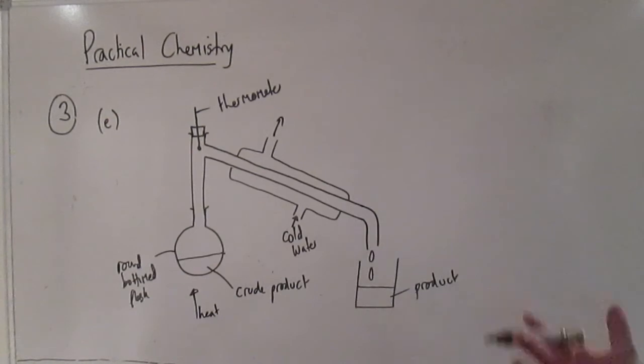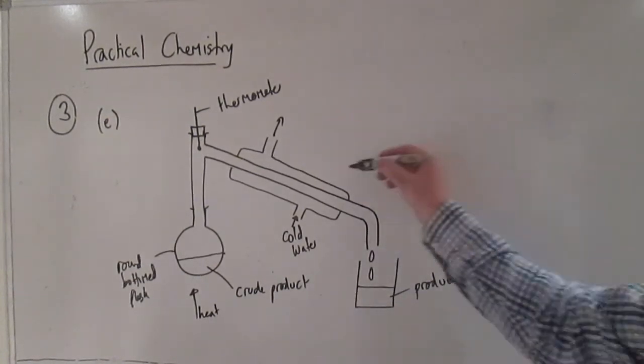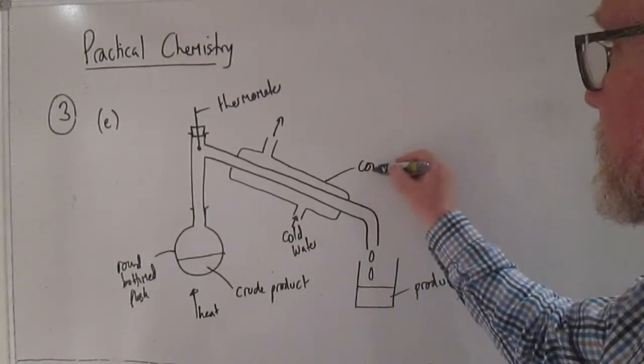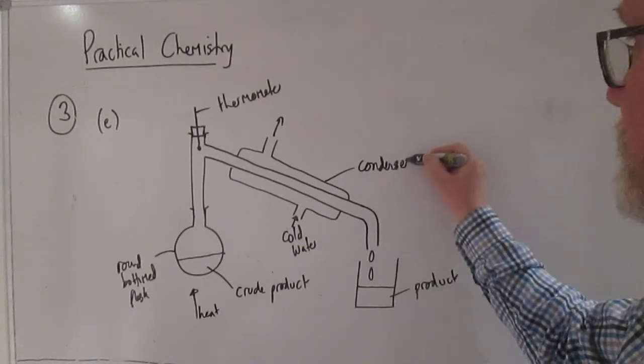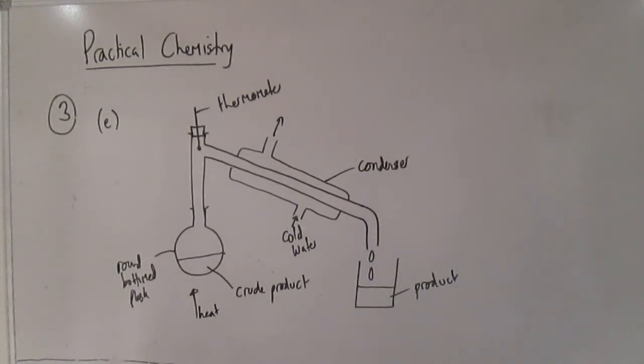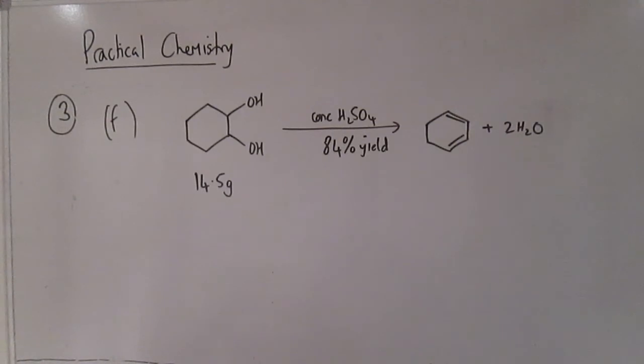Okay, and that's fine for a distillation diagram. This needs labelling as condenser, but you don't need any more detail than that. So part F brings us on to percentage yield. It tells us this reaction has an 84% yield and that we're starting with 14.5 grams of the diol.